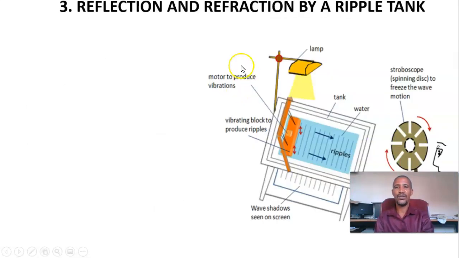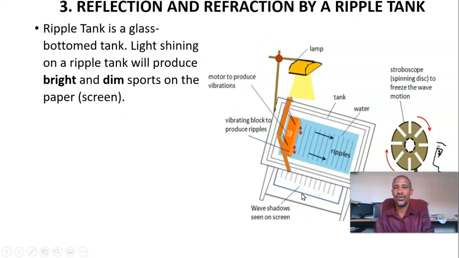Now let's look at reflection and refraction by a ripple tank. So the diagram here demonstrates a ripple tank. So what is a ripple tank? A ripple tank is a glass-bottomed tank. This is the glass, and here is the bottom that we say is the glass-bottomed tank.